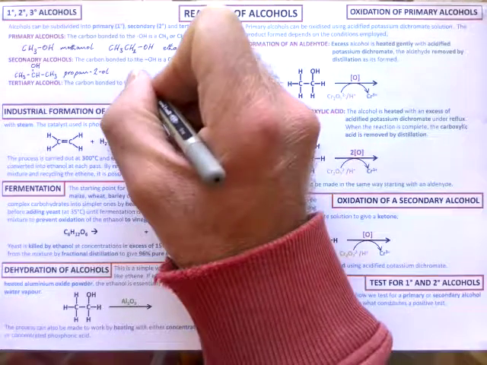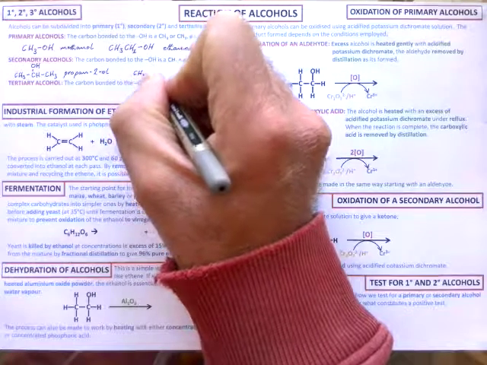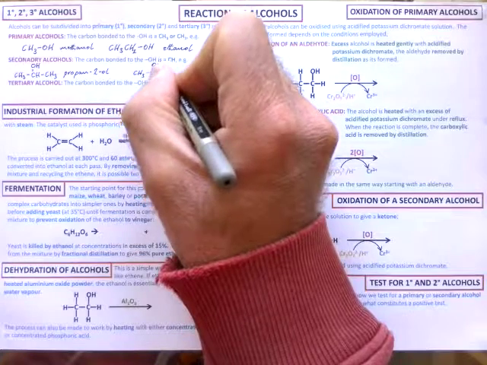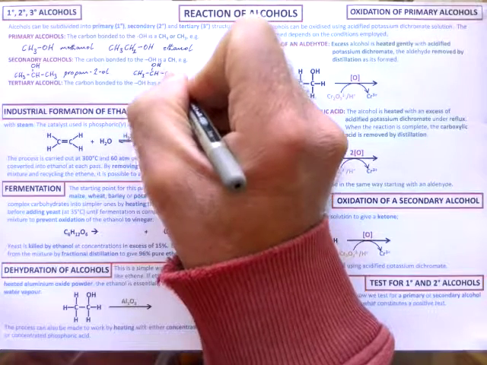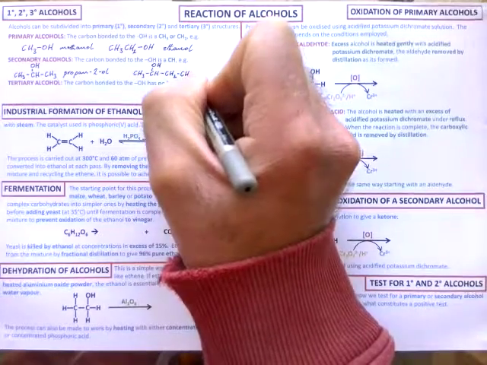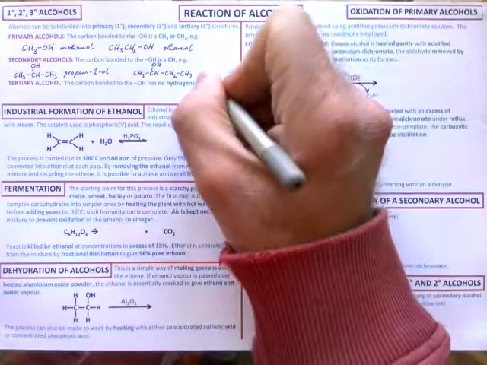Another secondary alcohol might be something like, if we just add one extra carbon onto there, still a CH there, then CH2, CH3. So here we'd be looking at butan-2-ol.